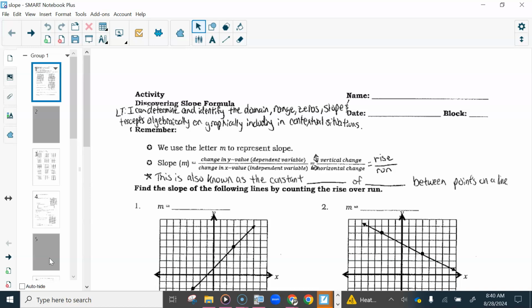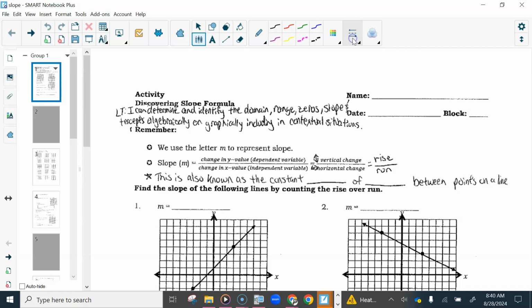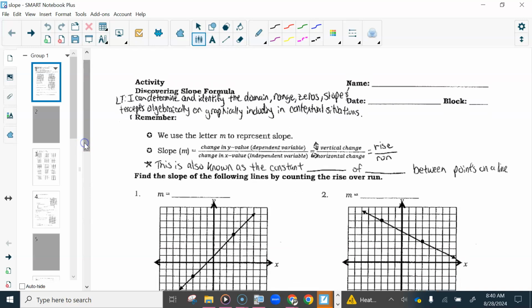Alright, so let's talk about slope. First, you're going to see this learning target. I wrote it, so it's kind of messy, but it is clear over there under the objectives on the board. You'll see this on a few of the things that we do, just because we have to cover a lot of things: domain, range, zero, slope, and intercepts. But first, we're going to cover slope, because that'll help us build with some of the other stuff.